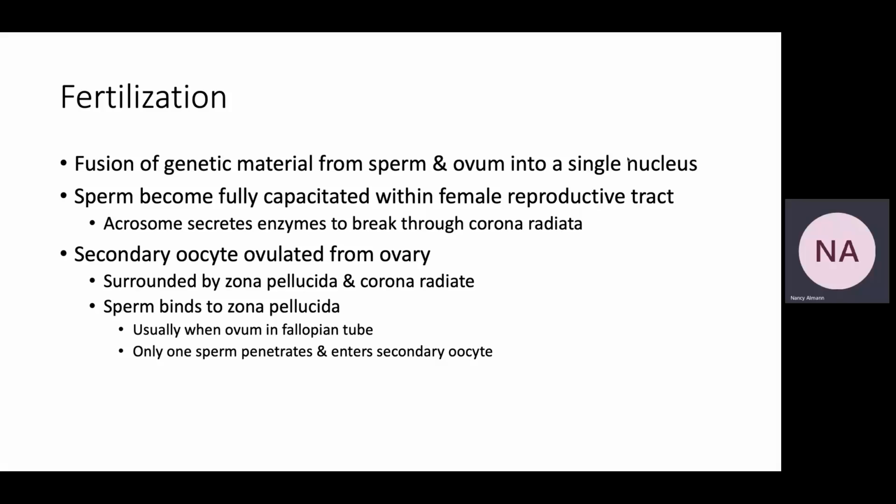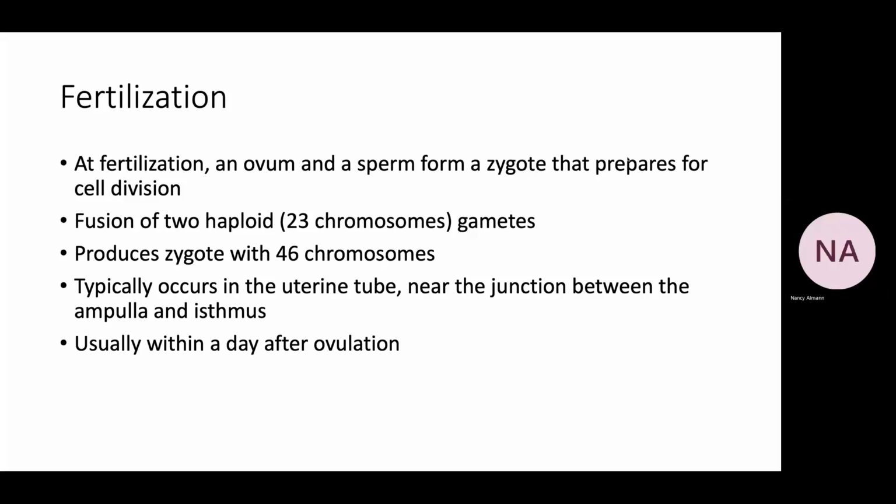Sperm, if fertilization is going to occur, will bind to the zona pellucida, usually again when the ovum is in the fallopian tube. In general, a single sperm penetrates and will enter that secondary oocyte. When the ovum and sperm combine, they form a zygote that is going to prepare for cell division.